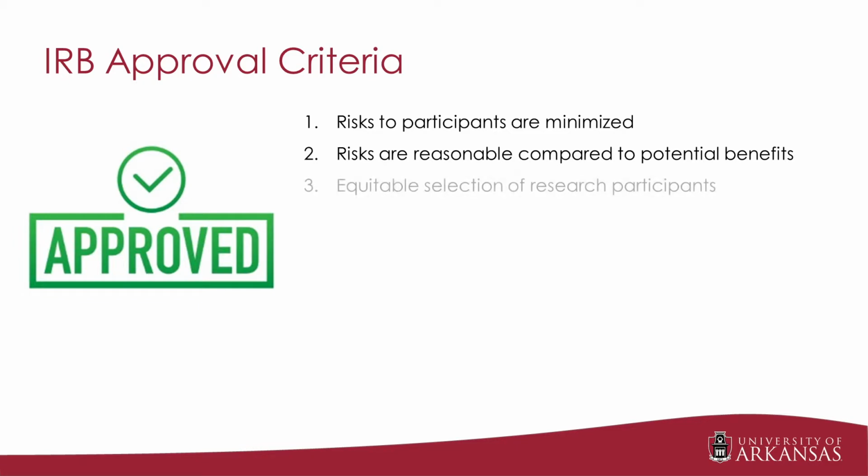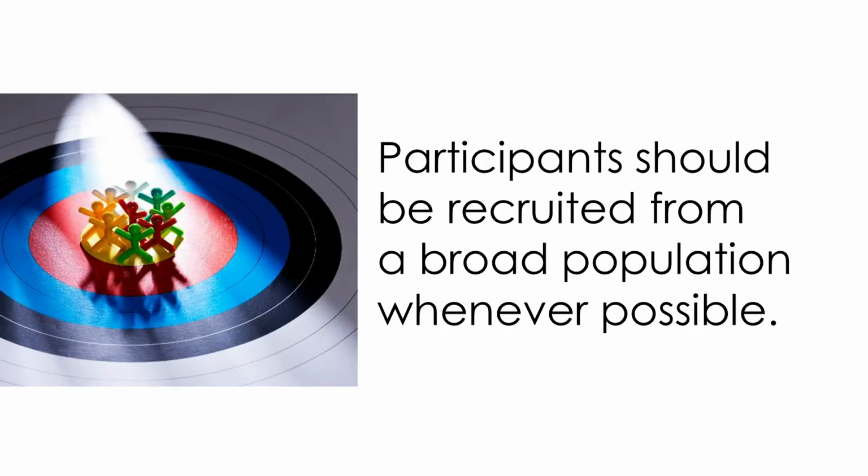There has to be an equitable selection of research participants unless you can provide a good justification why there should not be. In other words, you do not want to target a very narrow pool of potential participants unless you can justify that with the purpose of your study. If there is a reason for you to do so, it can be approved. But you can't just target a very narrow population out of convenience or because you're personally only interested in that subpopulation. There has to be a scientifically justifiable reason for doing this.